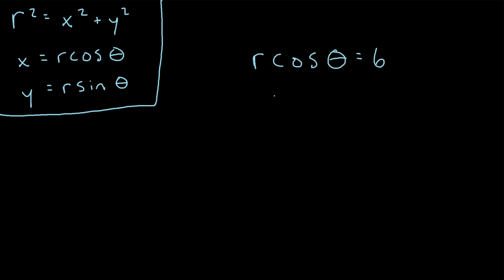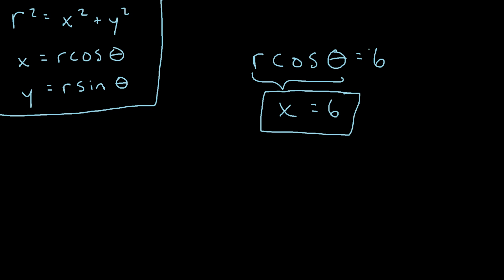Okay, let's try another one. Let's say we're given r times the cosine of theta is equal to 6. How can we write this polar equation as a rectangular equation? Well, notice that r times the cosine of theta we said is just equal to x. So this whole left-hand side is just x, and the right-hand side is still 6. So actually, this is our final answer. x is equal to 6.